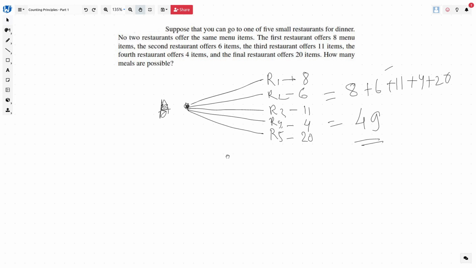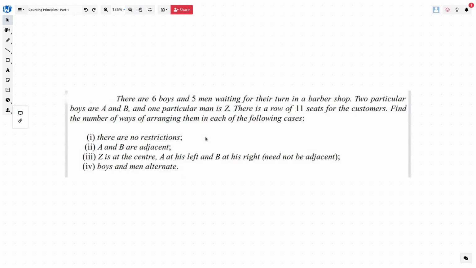Now let's look at a few more problems and then we will close this session. So we have arrived at problem 5. Now let's go to problem 6. There are 6 boys and 5 men waiting for their turn in a barber shop.